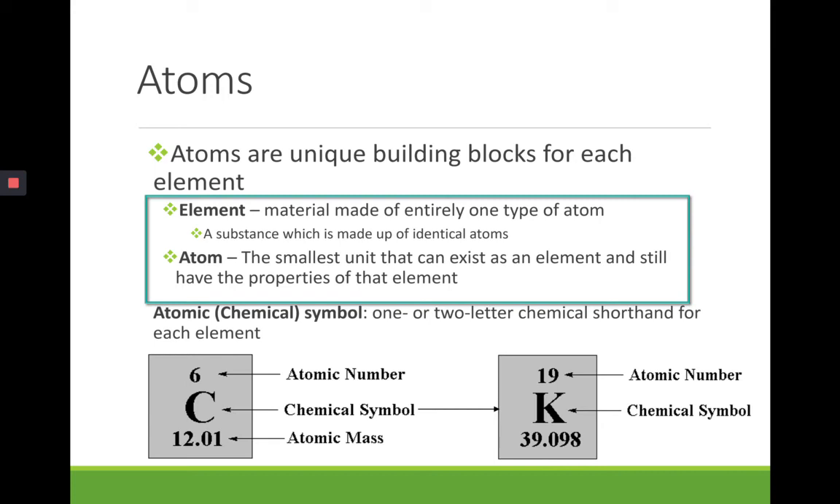Here we have two squares from the periodic table, and we're just looking at things you could find on the periodic table, like the atomic symbol or chemical symbol, which is a 1 or 2 letter chemical shorthand for each element, like C for carbon or K for potassium. Other things we're going to talk about you can find on the periodic table are the atomic numbers and atomic mass.